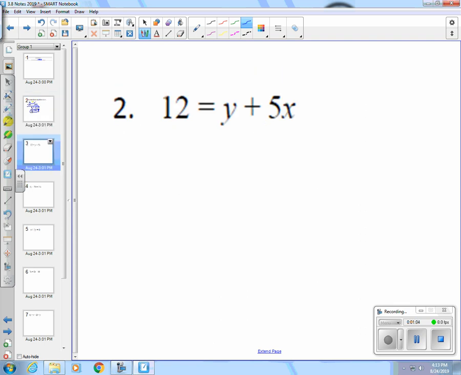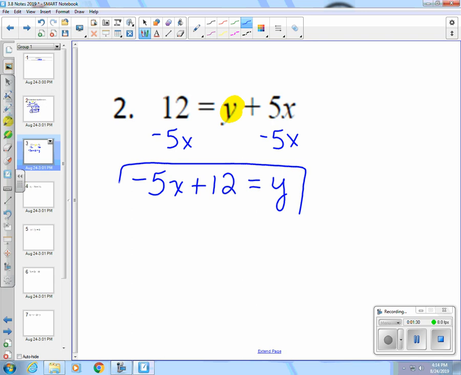Here we have y and the x term on the right-hand side, so we want to keep the y right where it's at, and we want to move the 5x term. So let's subtract 5x on both sides. That means I'm going to have negative 5x. The 12 is positive because there's no negative sign in front of it. That's how you know. So negative 5x plus 12 equals y. It's okay to have y on the right-hand side. You want to write it as y equals negative 5x plus 12? You certainly can. Not necessary.